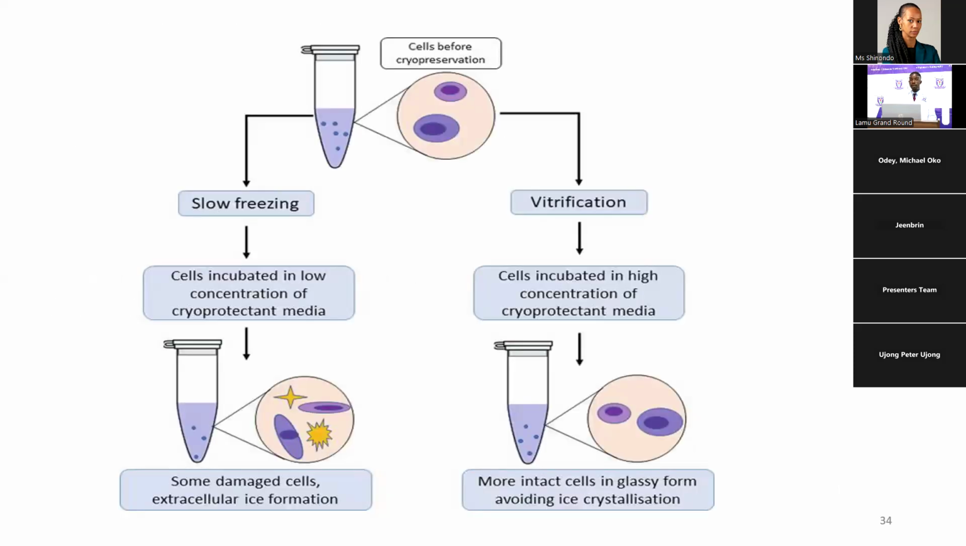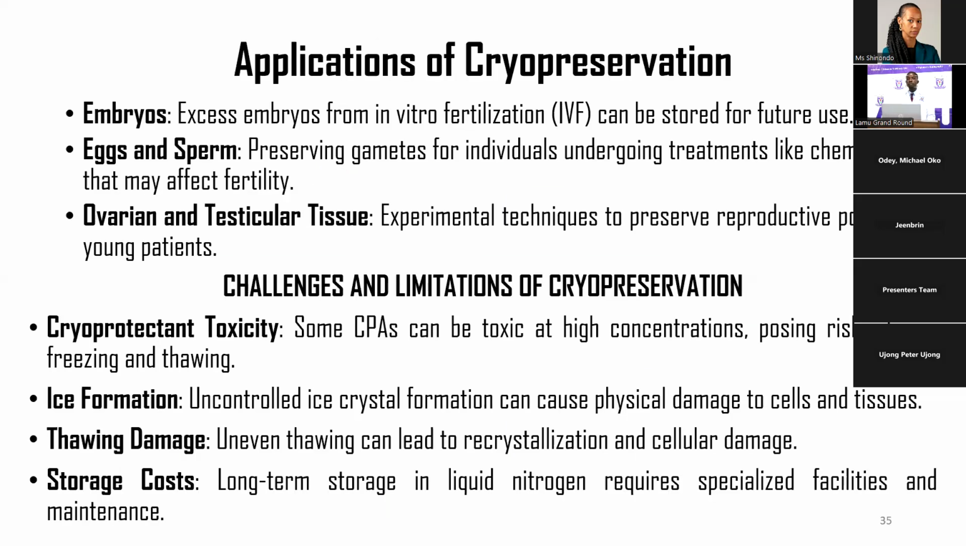As you can see on this diagram, it's illustrating the two main procedures of cryopreservation, which are slow freezing and vitrification. Let us now look at the application of cryopreservation. Cryopreservation is very important in today's world because it can help us to preserve embryos, oocytes, sperm, and even tissues from the ovaries and testes for future use. And as we are doing this procedure, sometimes we might face some risks or challenges. So here are some of the risks and challenges of cryopreservation.